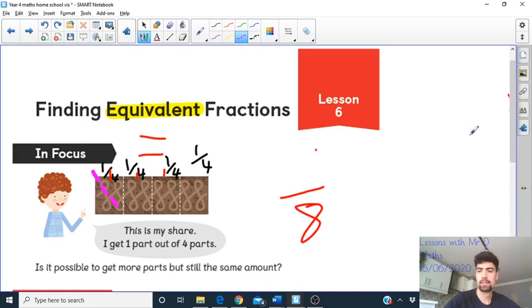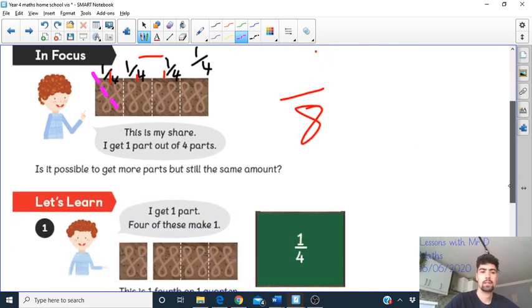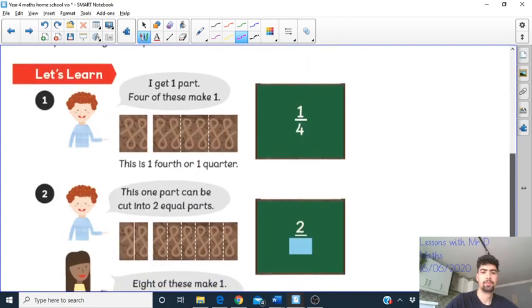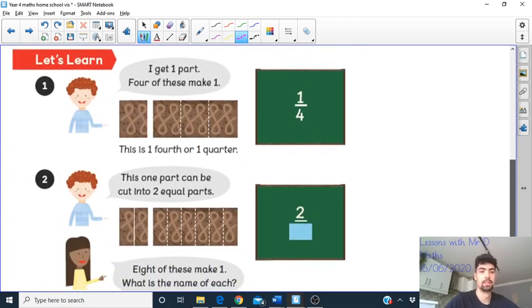Enough of me. Let's have a look at the Let's Learn section, if my explanation wasn't good enough. This first bit would be absolutely fine. Each part is a quarter, he's got a quarter, yes? But then they cut those quarters again into 2 more equal parts, so it's not going to be 2 quarters, is it? No. It's not going to be 2 quarters because I haven't split it into 4 equal parts now, but 1, 2, 3, 4, 5, 6, 7, 8.